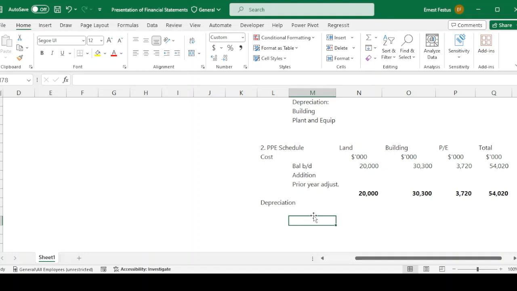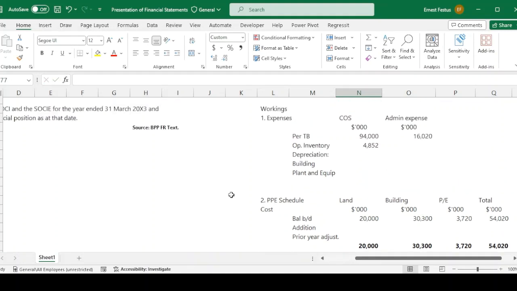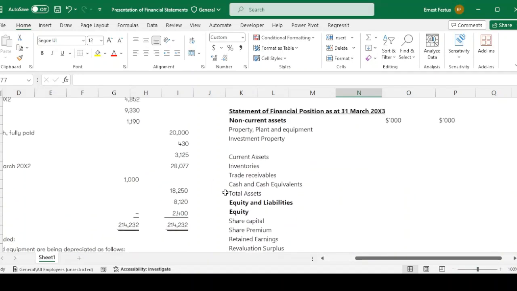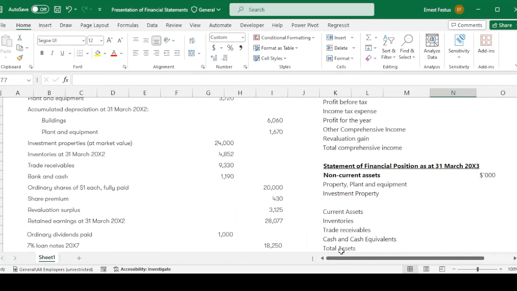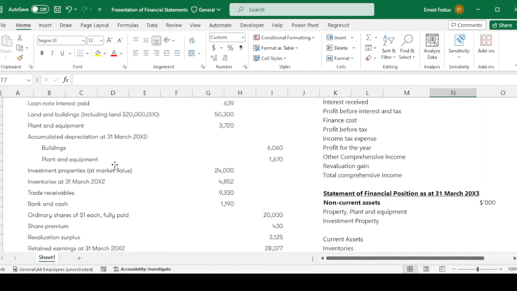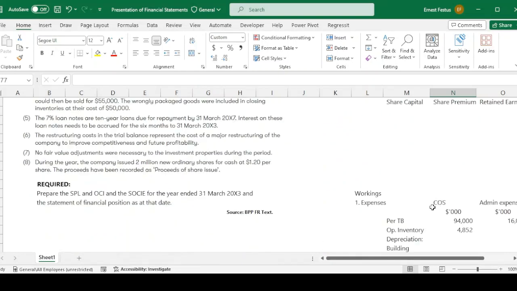Now we have the depreciation. Depreciation is the same thing. We have our balance brought down, which is actually the accumulated depreciation carried forward from the previous year. So from our question, our accumulated depreciation for building is 6060, and then for plant and equipment is 1670.